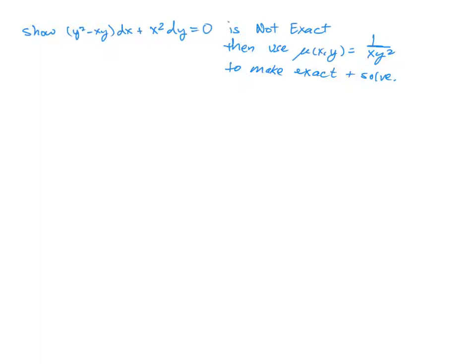So just like before, we had our capital M, and again, that's the coefficient on dx. And then we have our capital N, which is the coefficient on dy. And again, we're taking partial derivatives, and they're mixed. So we're taking the M sub y, which is going to be 2y minus x. And then we're taking the N sub x, which is just 2x. And quickly you notice that these two partial derivatives are not equal, so the equation itself is not exact.